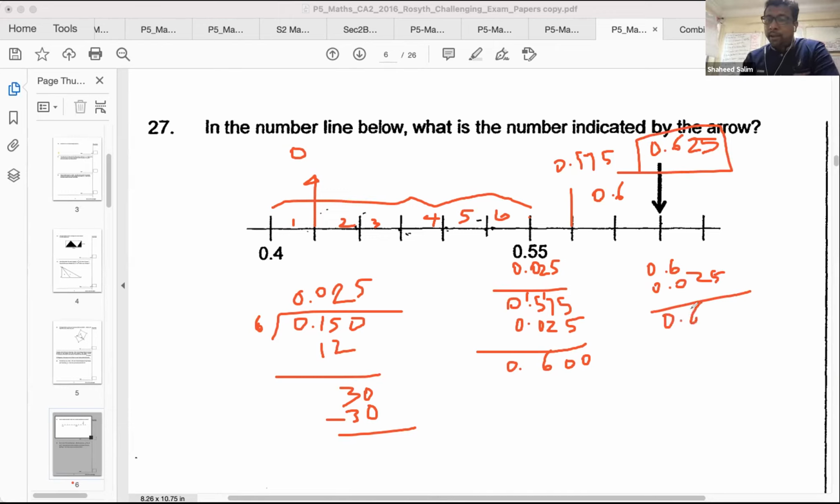What am I distracted by? I'm distracted by many things. So if, let's say for tuition, you're not paying attention, finished. You will not be able to understand and you will make mistakes. So be careful. Okay, so the answer is 0.625.